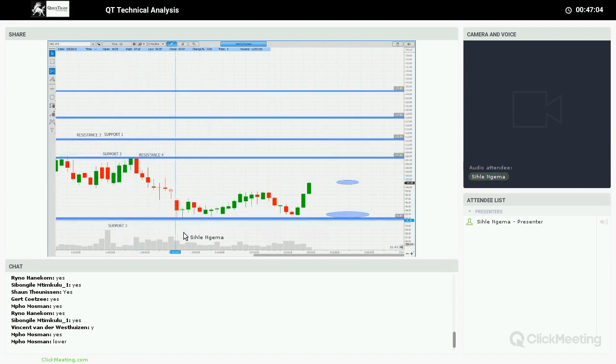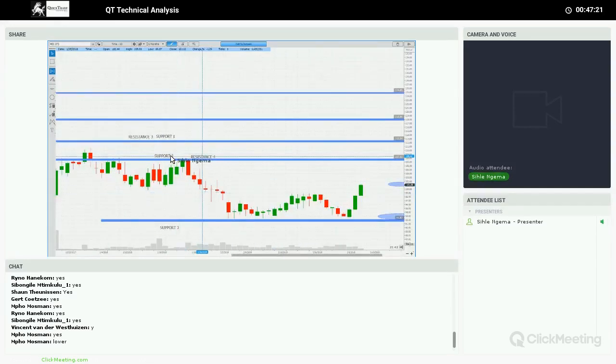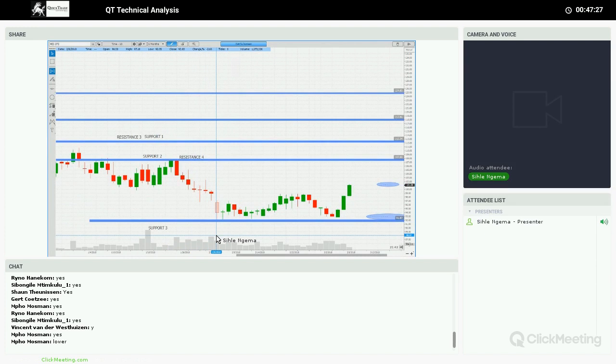It has not yet changed into resistance, but currently, because my share is trading below my support 2, support 2 is no longer support 2, now it's resistance 4. So this share moving between this resistance 4, which was support 2, and support 3, is currently moving in what is known as a sideways trend. It's neither going up, nor coming down.